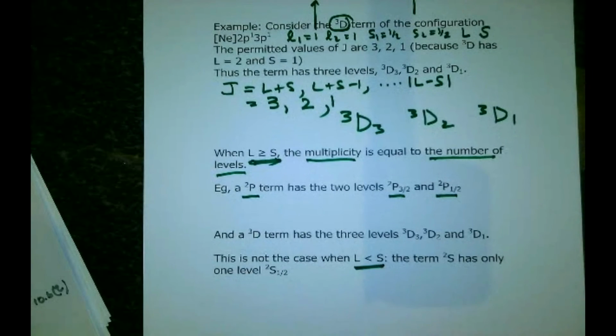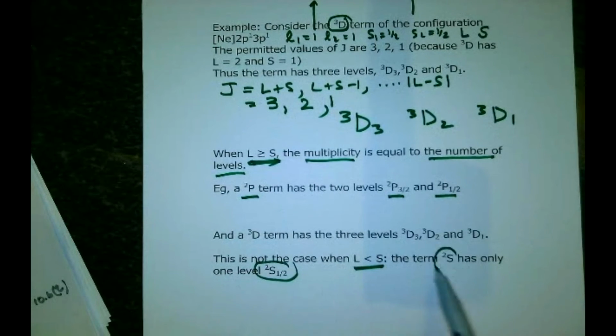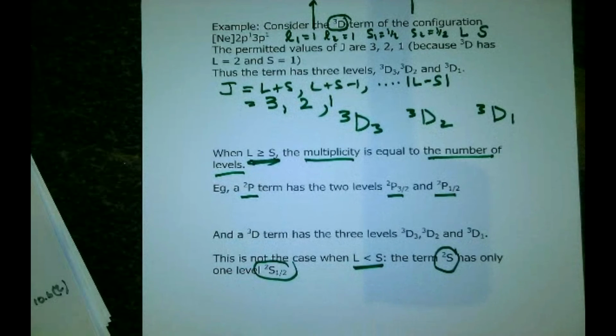However, when L is smaller than S, this is not the case, because in this case you will only have 1 level. So go and check that for that term, there's only 1 level.